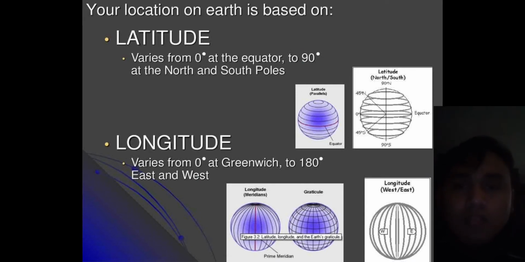Your location on Earth is based on latitude, which varies from 0 degrees at the equator to 90 degrees at the north and south poles. Longitude varies from 0 degrees at Greenwich to 180 degrees east and west.